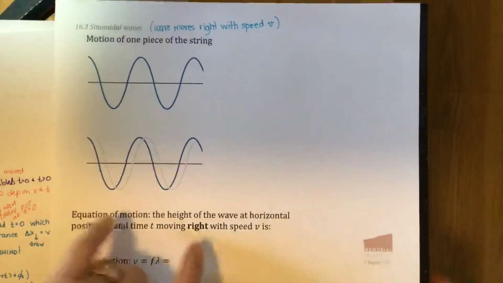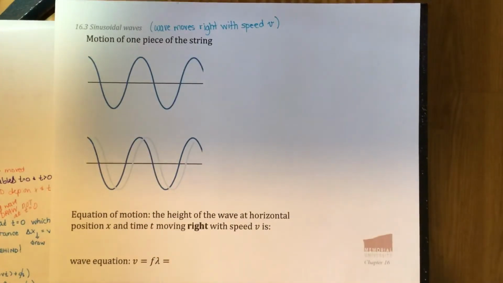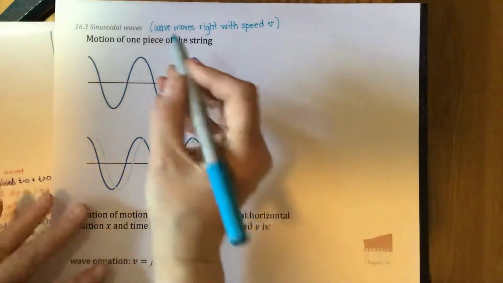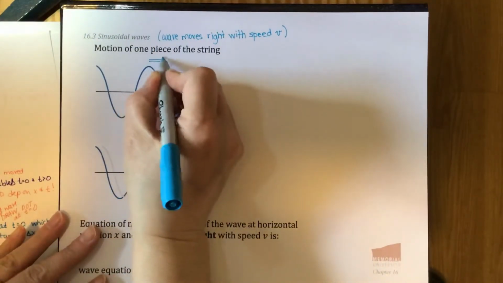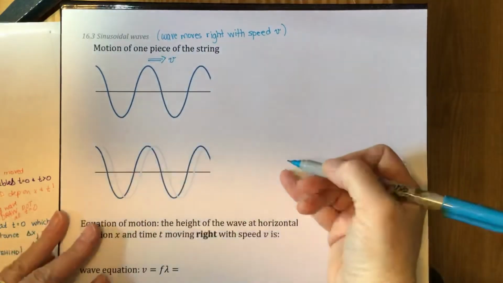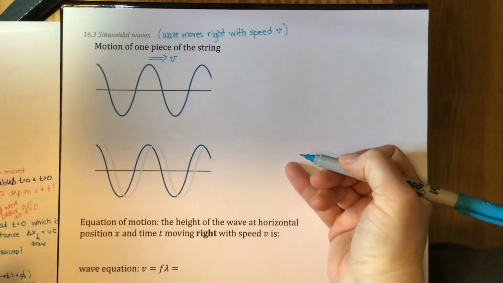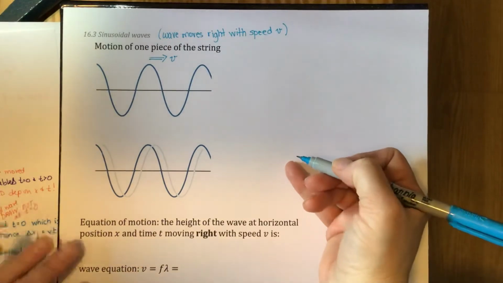We could also do this description with a wave moving to the left, but we have to pick one, so I picked to the right. So let's put our wave speed in on this picture, moving to the right with wave speed v, where v would be equal to f times lambda like we discussed on the previous slide.